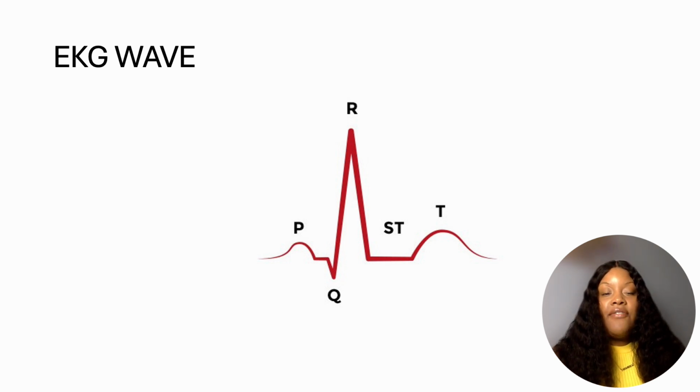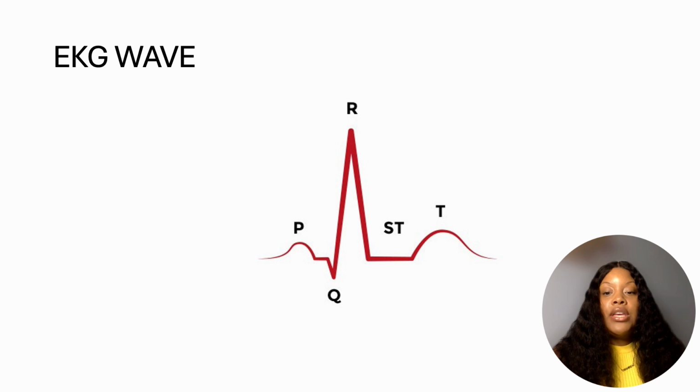All right, so then we have our QRS complex, and that shows ventricular depolarization. That's when the ventricles are contracting, and once the ventricles contract, it pushes blood to your lungs and your body. Then you have your ST segment, and this is a pause between contraction and recovery. The heart muscle is starting to recover right here. And then your T wave shows ventricular repolarization, and this is where the ventricles are resetting and getting ready for the next beat.